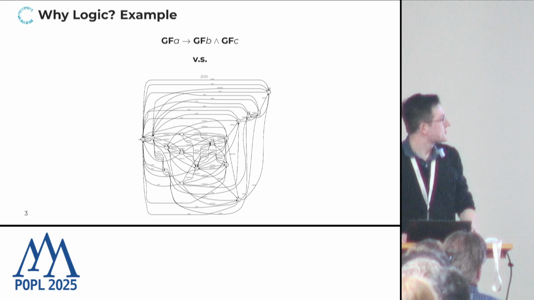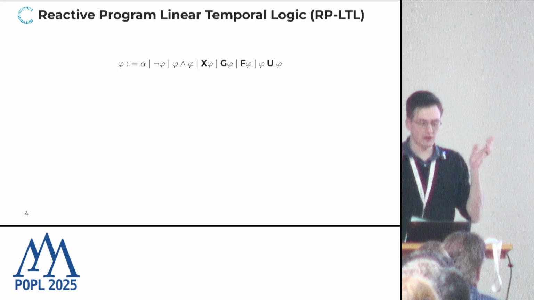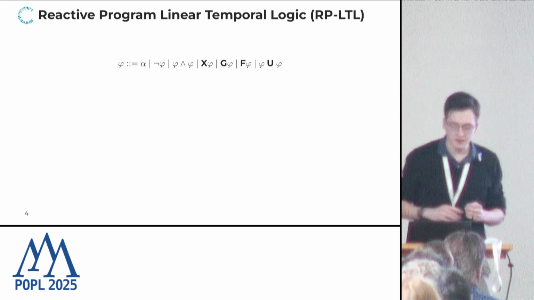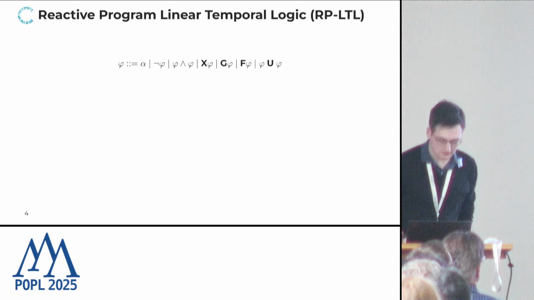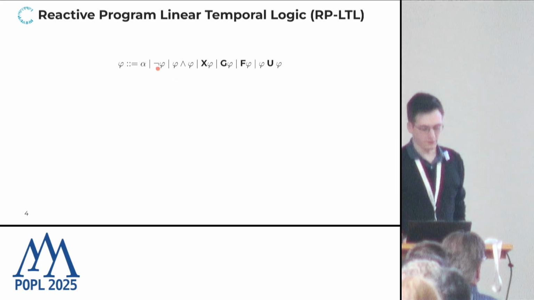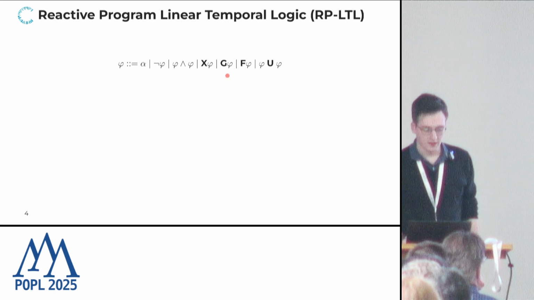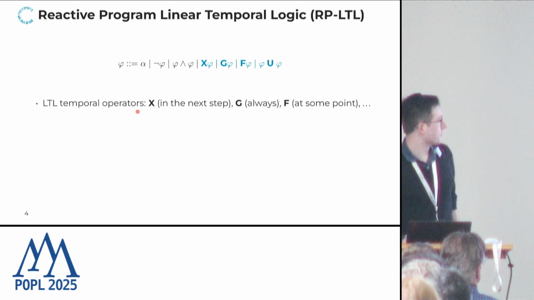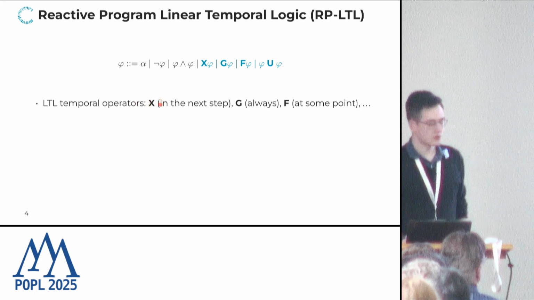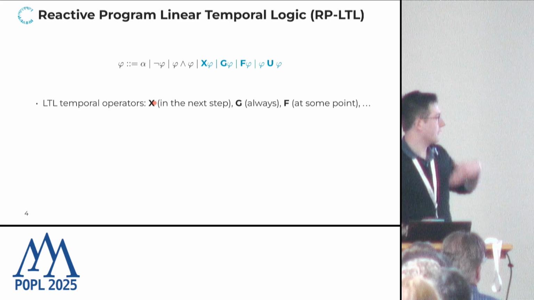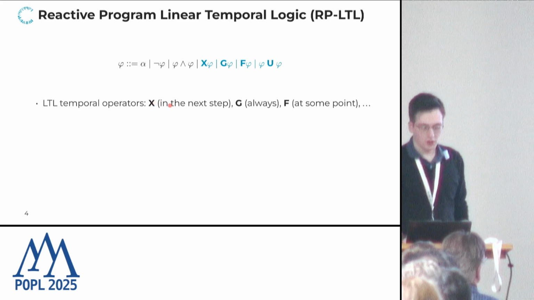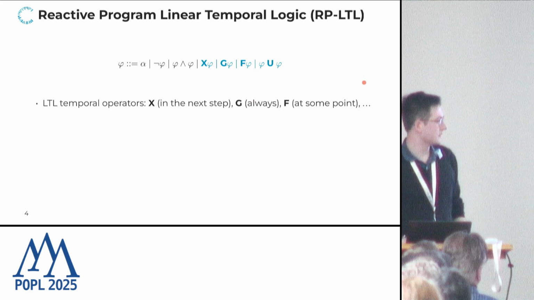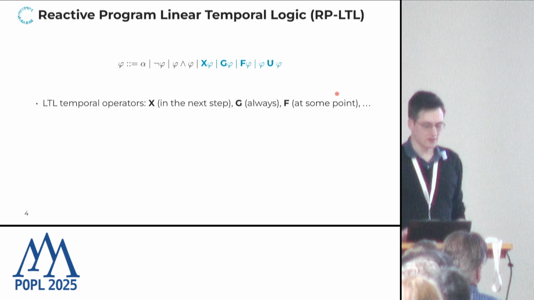Okay, so this is now our logic that we work with. We call it reactive program linear temporal logic. Of course, you have Boolean operators and the standard temporal operators that you know from LTL. If you don't know, you have, for example, the next operator, which says that something has to hold at the next step, the globally operator that says something has to always hold, or the eventually operator that says something has to hold at some point.